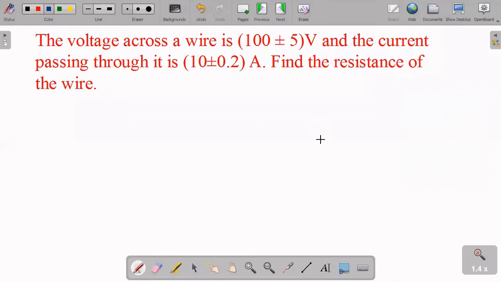We'll go with the next problem. Write the given values from the given question. So what are the given values? The voltage across the wire is given. So V is equal to 100 plus or minus 5. 100 plus or minus 5 is given, right?